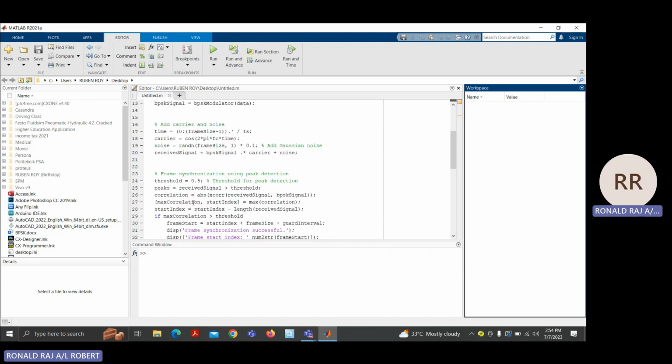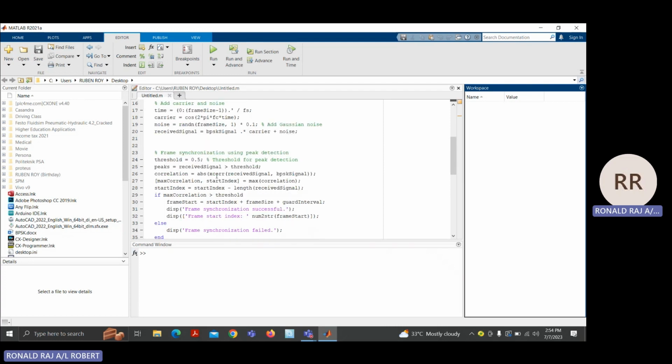So the fourth part is about frame synchronization using peak detection and cross correlation. The received signal is processed for frame synchronization using peak detection. A threshold is set for peak detection, which we set equal to 0.5. The peaks are detected in the received signal by comparing it to the threshold, which is peaks equals received signal greater than threshold. The received signal is cross-correlated with the transmitted BPSK signal using correlation equals abs(xcorr(received signal, BPSK signal)).